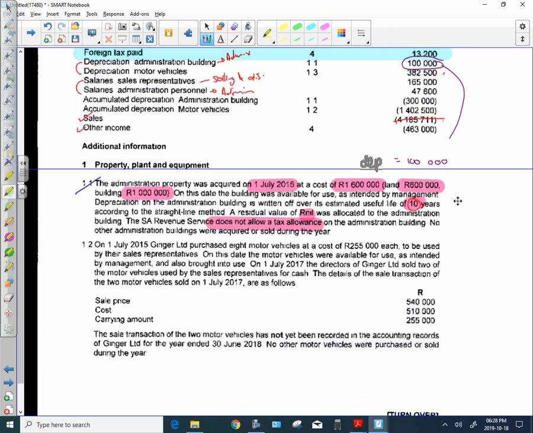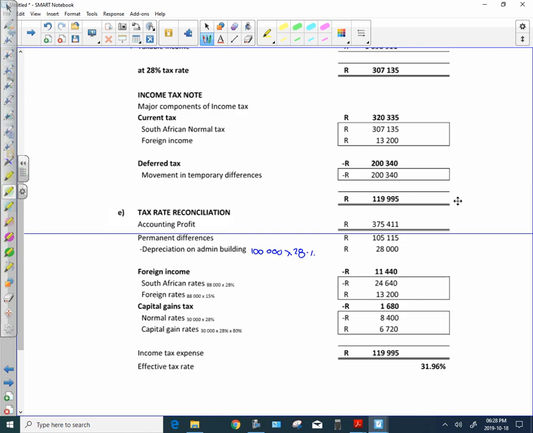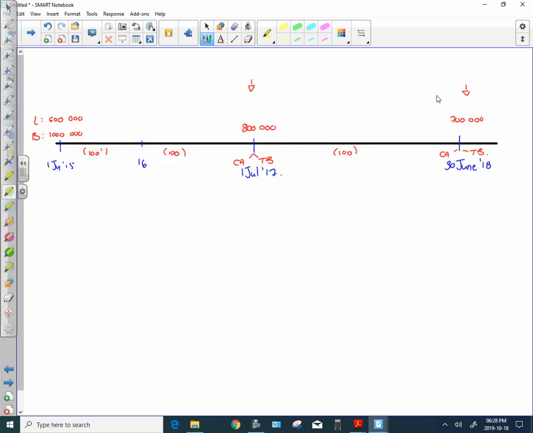Right, in terms of point number 1.2. On the 1st of July 2015, Ginger purchased 8 motor vehicles at a cost of 255,000 each. Right, so this was purchased on the same date that we bought that land and buildings. We bought 8 motor vehicles, and each of them cost 255,000. Can someone just confirm that that adds up to 2.4 million?